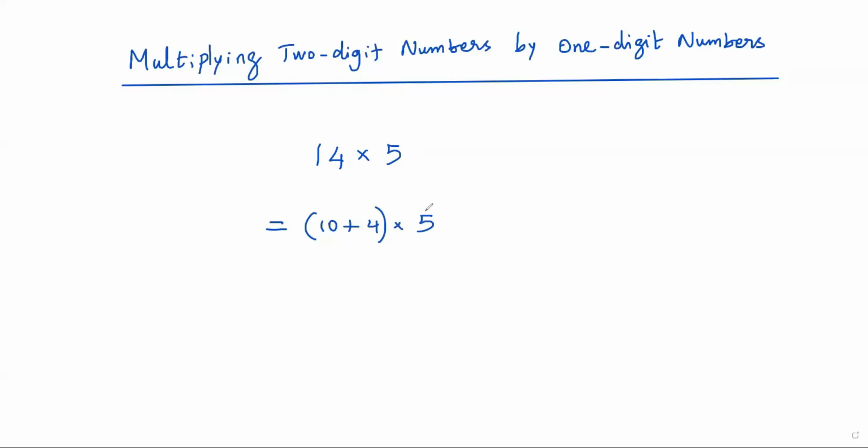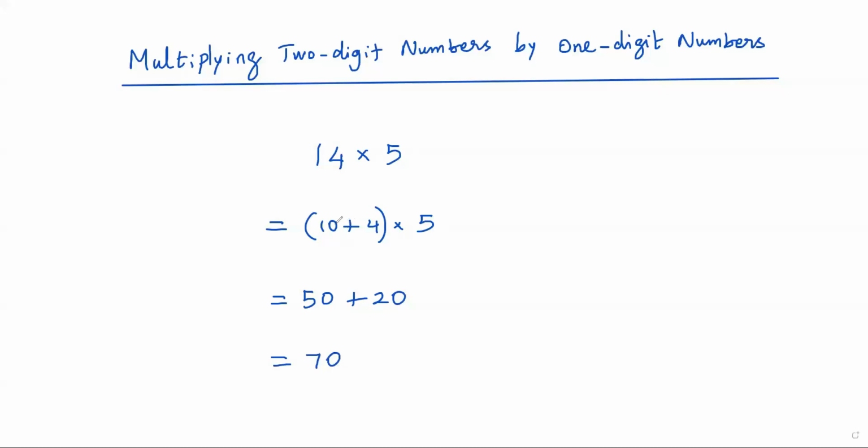Now, we have to distribute this 5 to 10 and 4. That is, this 10 has to be multiplied by this 5. So 10 times 5 or 5 times 10 will be 50. Now we have to multiply this 5 and 4, which is 20. 50 plus 20, which is equal to 70.